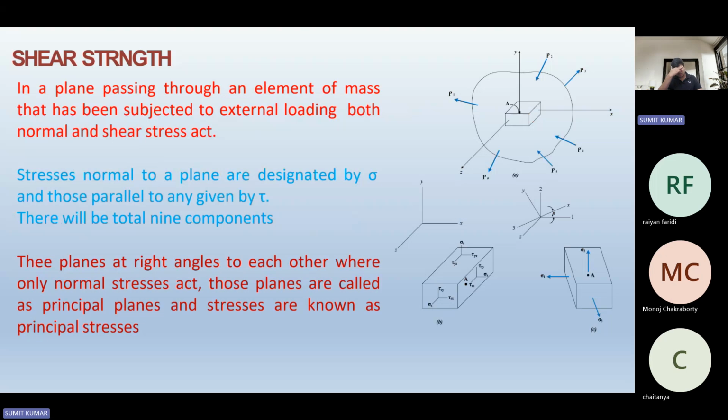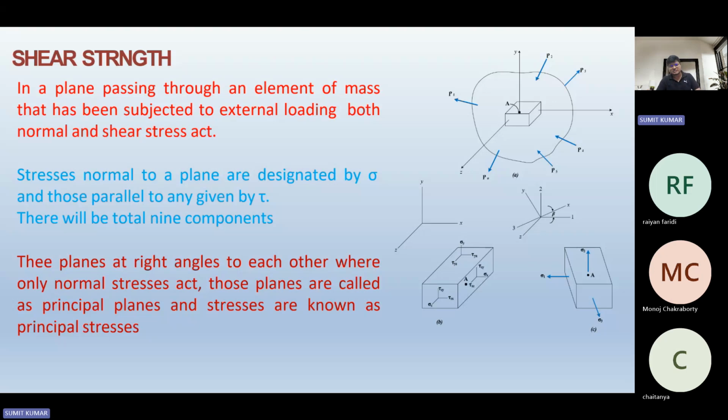Talking about the shear strength, in a plane passing through an element of mass that has not been subjected to external loading, both the normal and the shear stresses act. The stresses normal to the plane are designated by sigma, and those parallel to it by tau. There will be total stress components, specifically the three-dimensional components which we have converted to two-dimensional components.